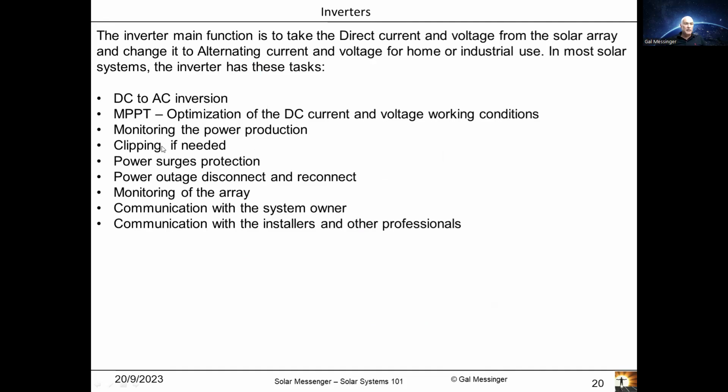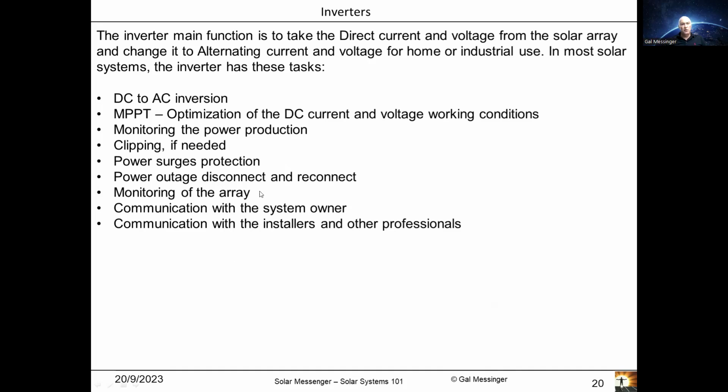They have an MPPT, an optimization DC circuit that, with the sun illumination, optimizes the current and voltage taken from the panel. I cannot deal with it right now. This is a whole new lecture if I want to do that. The inverters usually monitor the power production, clipping if they need to. You cannot really produce more than 10 kilowatts in your area. The inverter will take care of that.